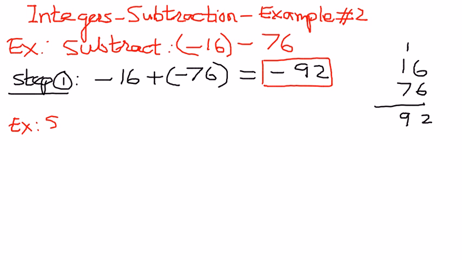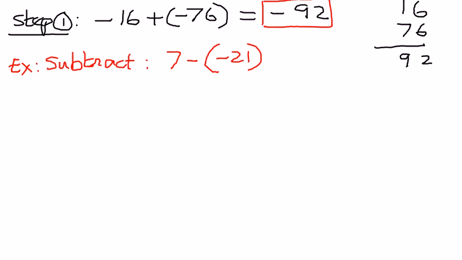We want to subtract 7 minus negative 21. 7 minus negative 21. So here, step number one, we're going to write the first number as is, plus the opposite of negative 21, which is positive 21. So therefore, 7 plus 21 is equal to 28.